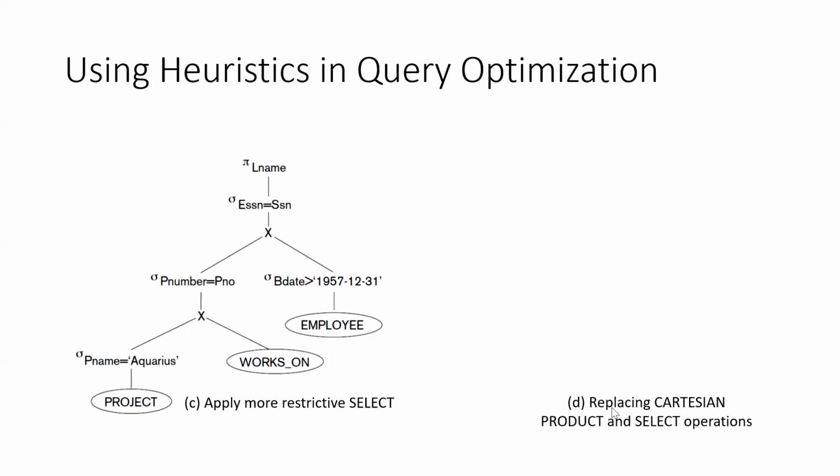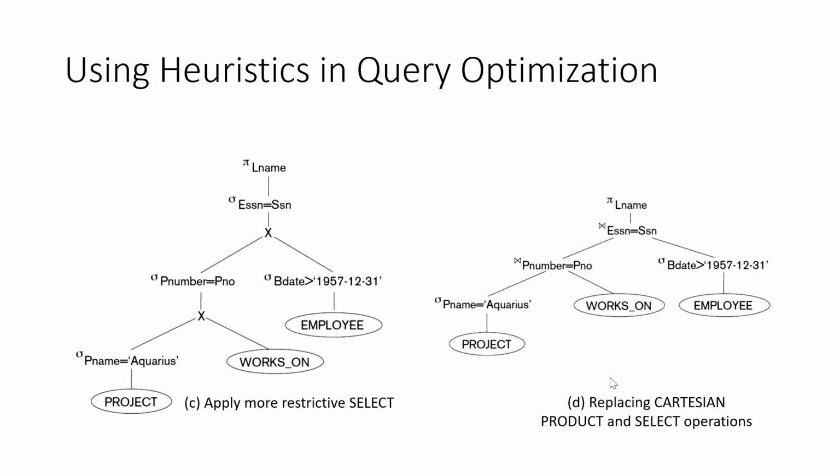The next thing is that the Cartesian product is a problematic operation, because with a Cartesian product you combine all possible combinations and then you select relevant records. So instead of doing this, we can use join operations. We can use them here and here, which saves query execution time.